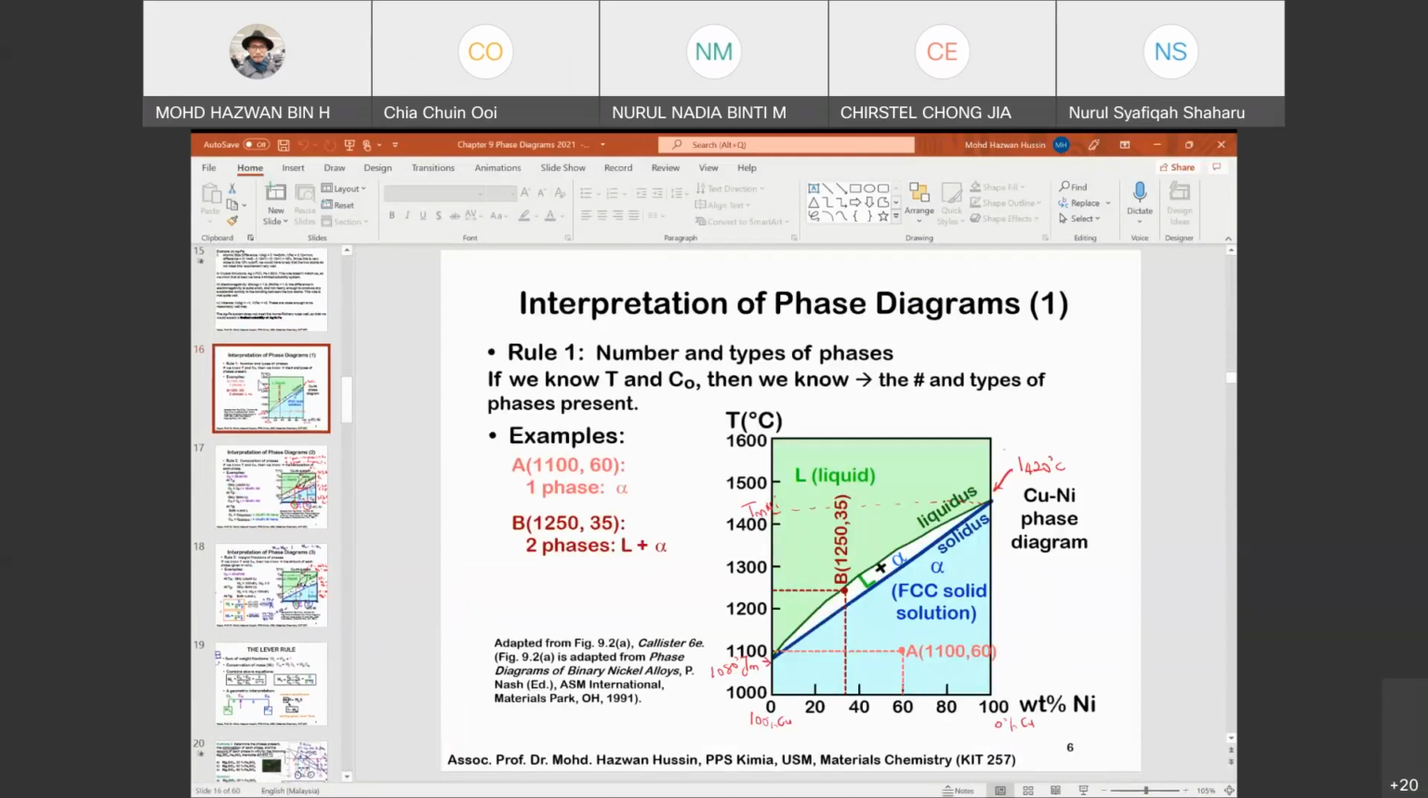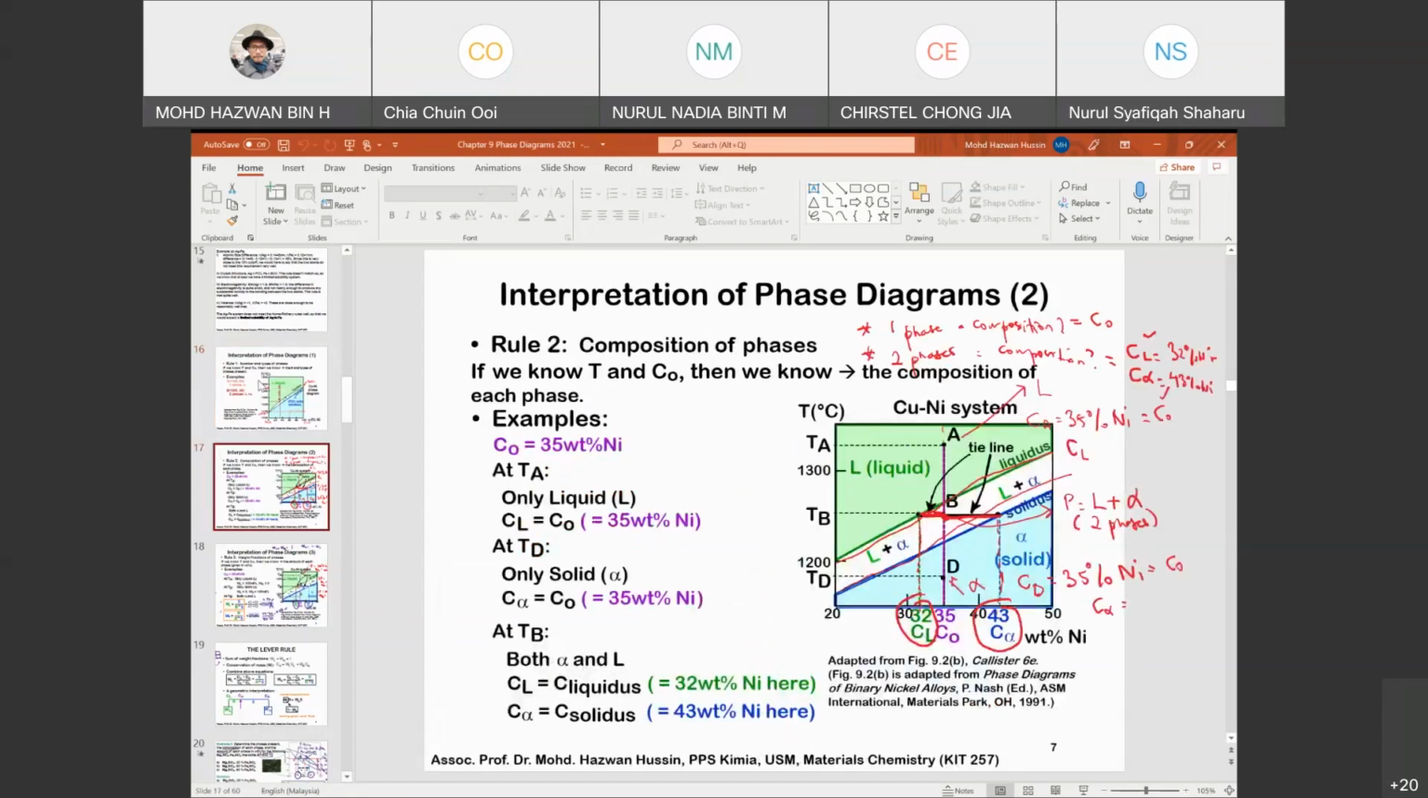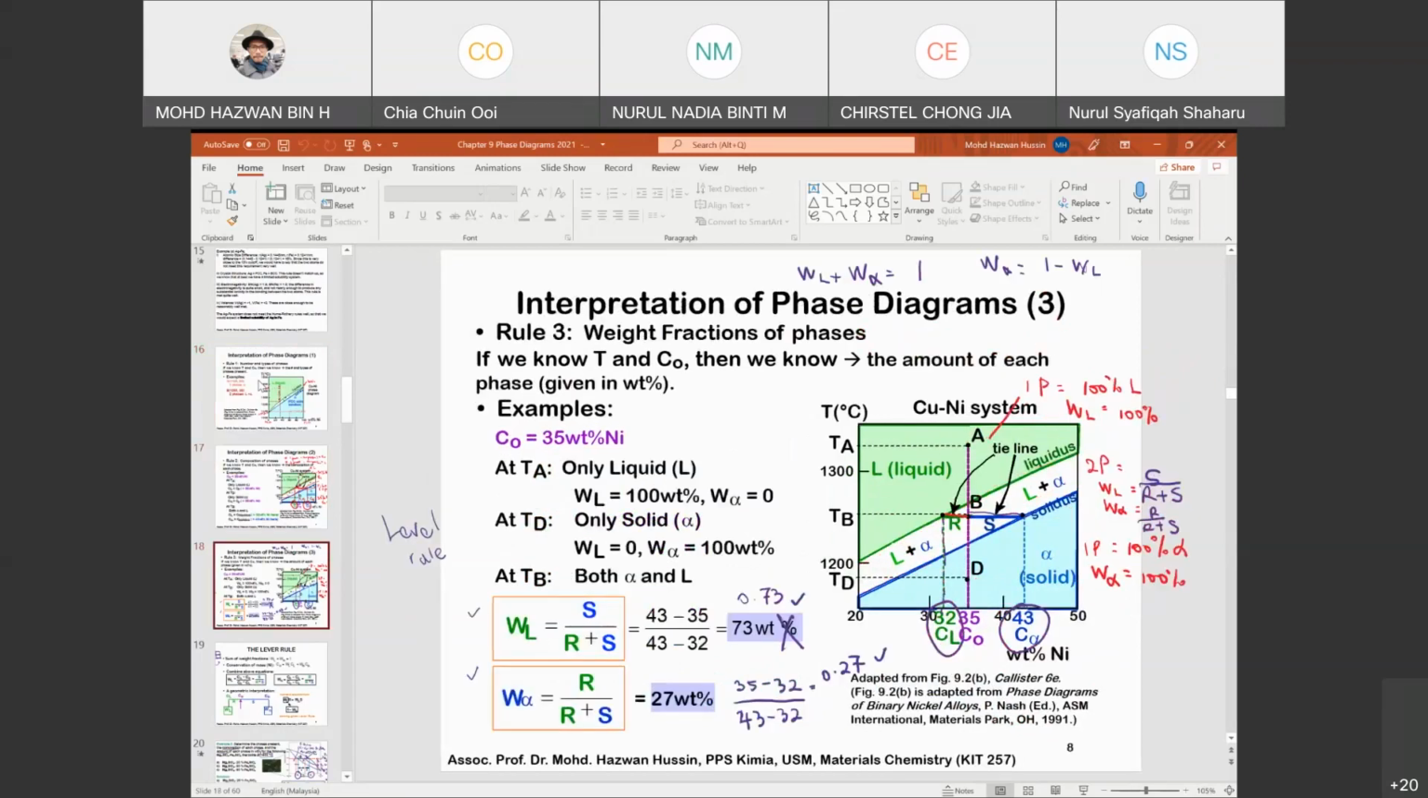Rule number one, the number and the types of phases can be identified if you know the number and the types of phases present. And then rule number two, the composition of phases. If we know the temperature and the composition, then we can know the composition of each phase. And finally, the weight fractions of phases can be determined if we know the temperature and also the initial composition, right?